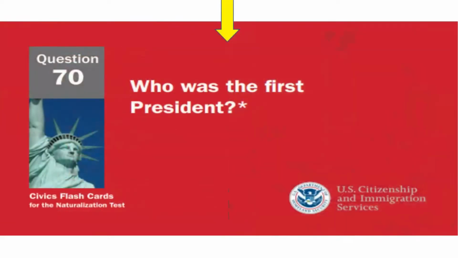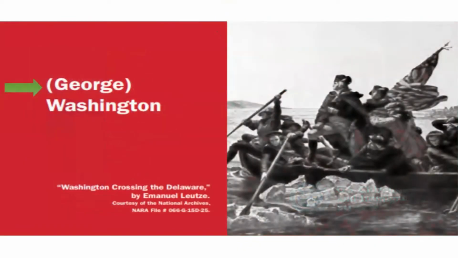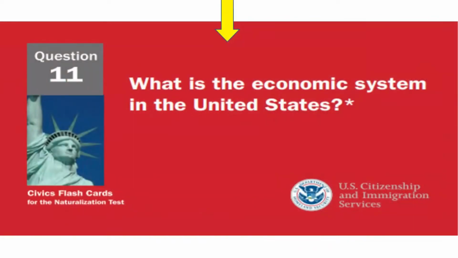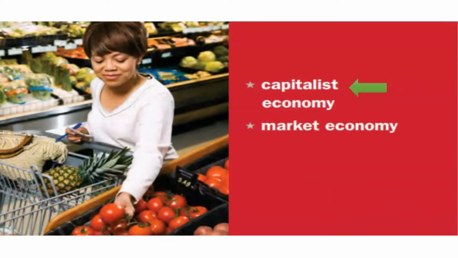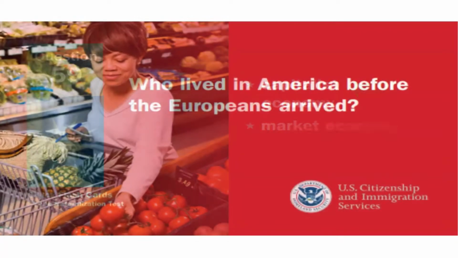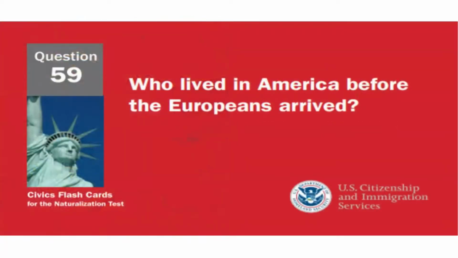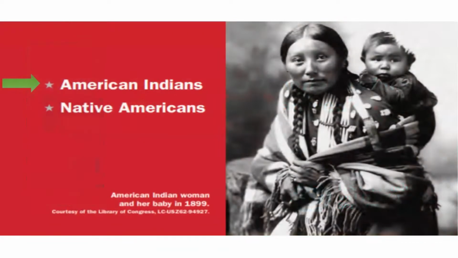Who was the first president? The first president was George Washington. What is the economic system in the United States? The economic system in the United States is capitalist economy. Who lived in America before the Europeans arrived? American Indians lived in America before the Europeans arrived.